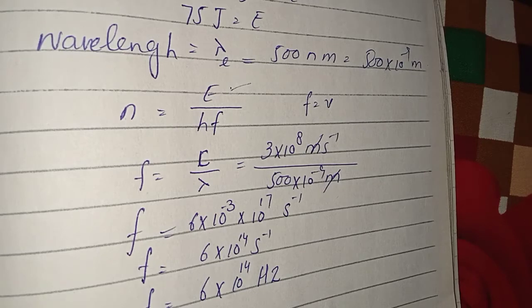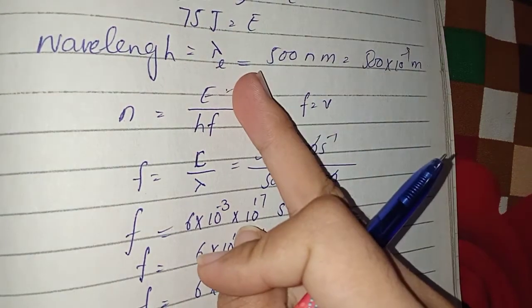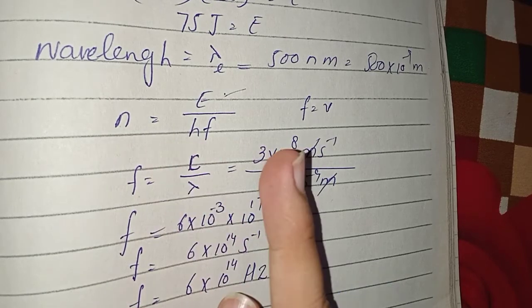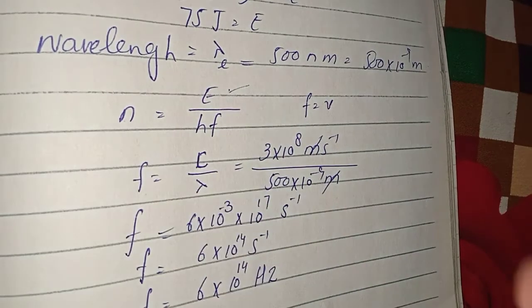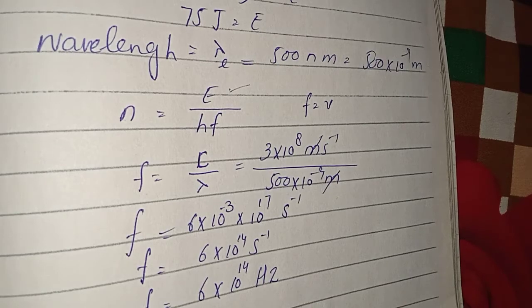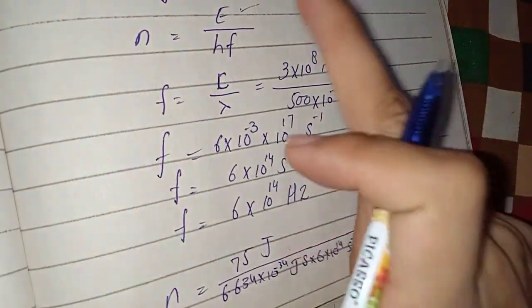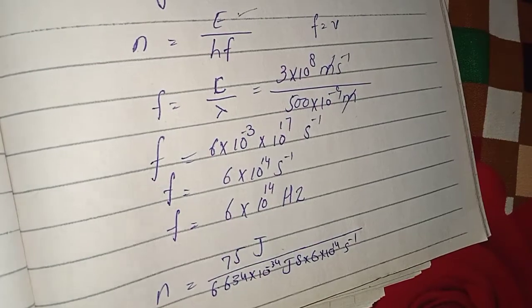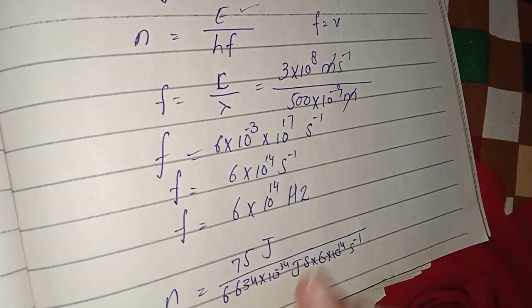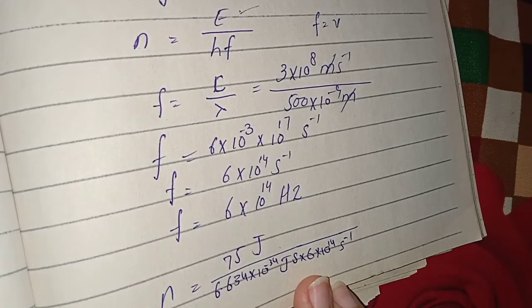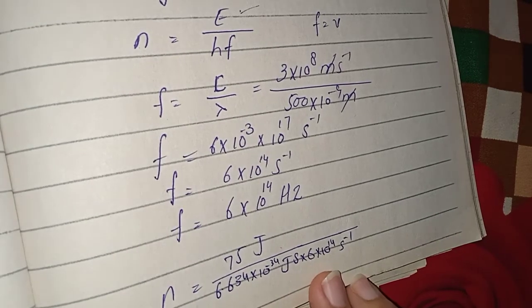Okay, now let's find the number of photons, because now we have the value of energy, we have the value of Planck constant, which is a constant we already know, it has a fixed value, and the value of frequency, which we already found. After putting all these values in this formula, I get this equation: 75 joule, 6.634 into 10 raised to power minus 34 joule second, the value of the Planck constant, and then the value of the frequency.